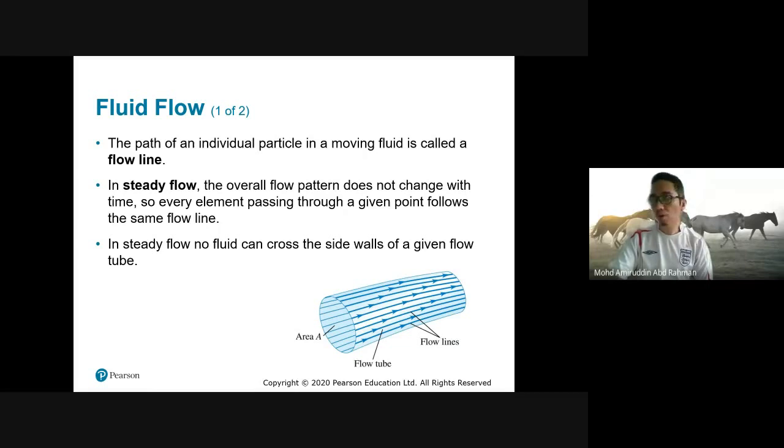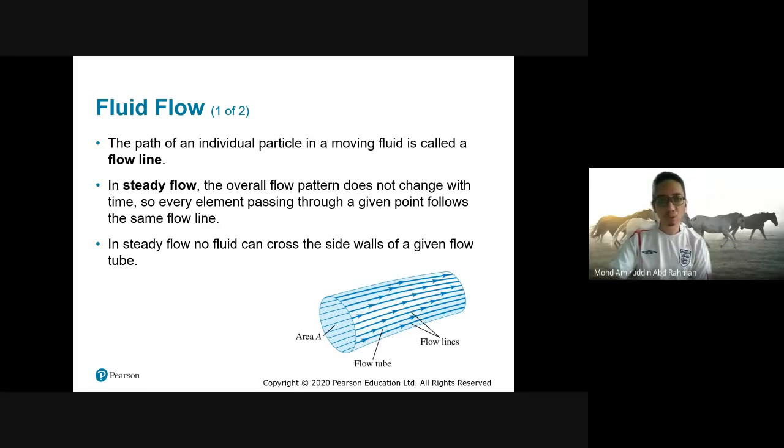So we also have the concept of fluid flow. The path of an individual particle in a moving fluid is called a flow line. In a steady flow, the overall flow pattern does not change with time, so every element passing through a given point follows the same flow line. In a steady flow, no fluid can cross the sidewalls of a given flow tube.